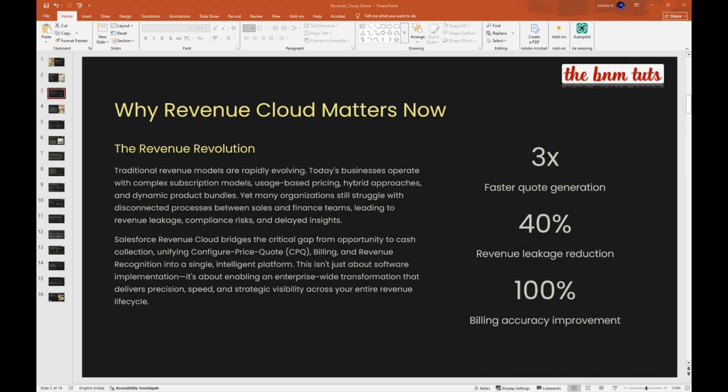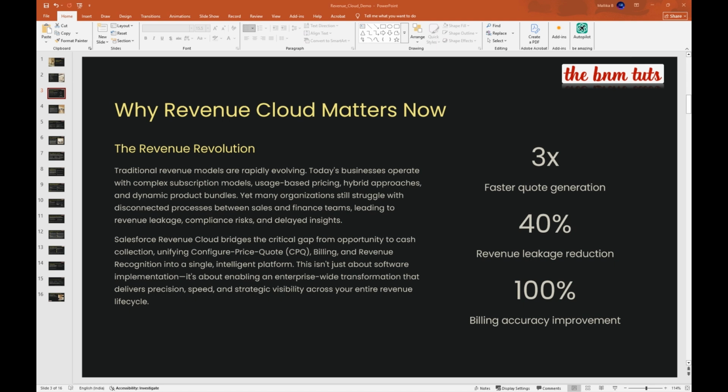So these are the core components that we have discussed now: Salesforce CPQ, billing, subscription management, and revenue recognition. These are the core components of Salesforce Revenue Cloud. So all at one place you are going to get in a single platform. Okay, there are key architecture concepts also available. I'll be discussing them in the further classes.